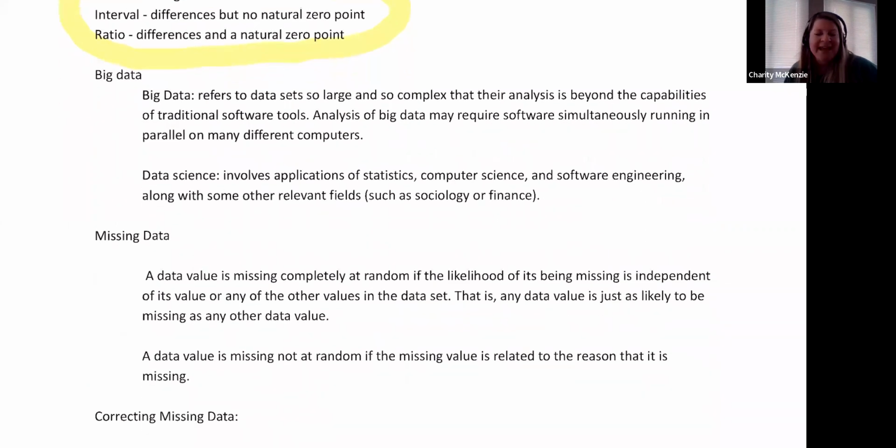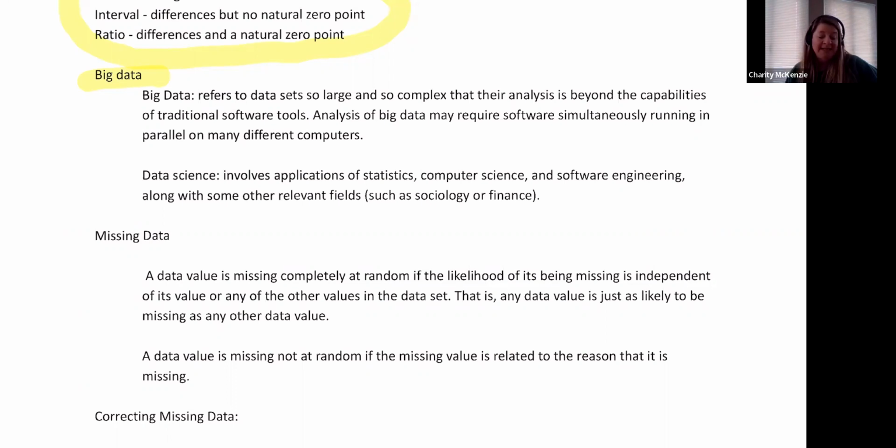Okay, big data. Moving on to a different idea. Big data refers to data sets so large and so complex that their analysis is beyond the capability of traditional software. Analysis of big data may require software simultaneously running in parallel on many different computers. Data science involves applications of statistics, computer science, and software engineering, along with some sort of related field.